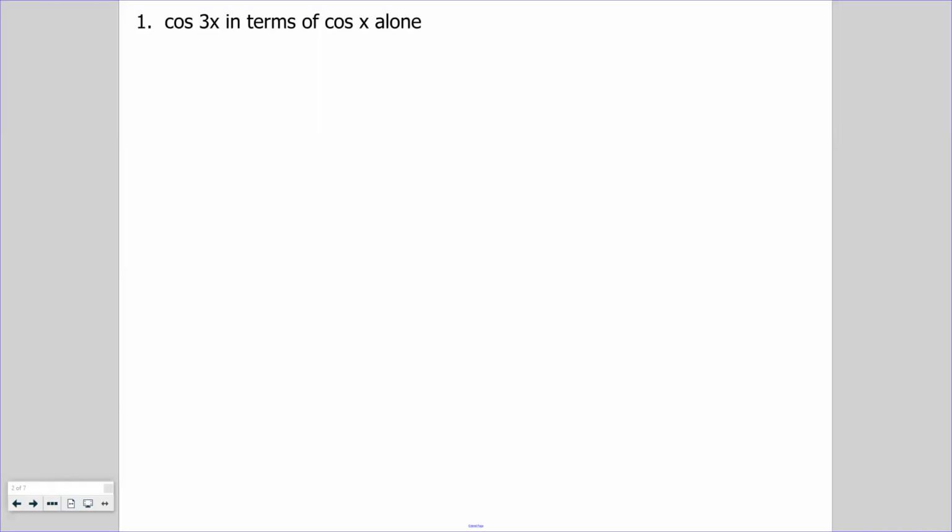All right, number one asks us to do this. We want to write the cosine of 3x in terms of the cosine of x alone. So that means we're going to start with the cosine of 3x, and ultimately our final answer needs to be written in terms of just cosine of x. So we've got to get rid of the 3 on the inside with x there.